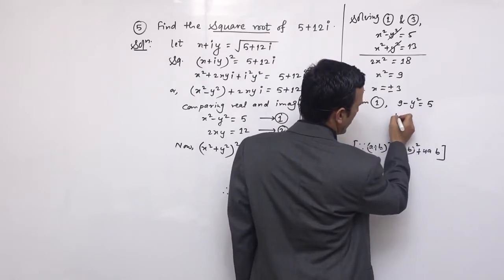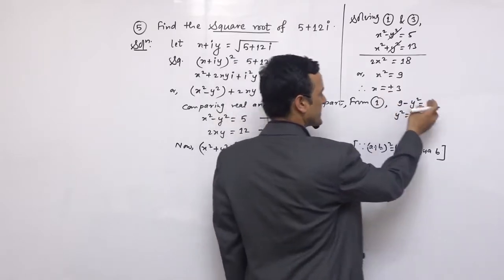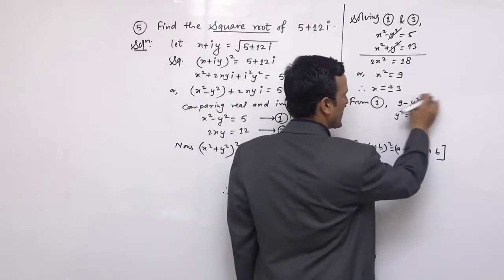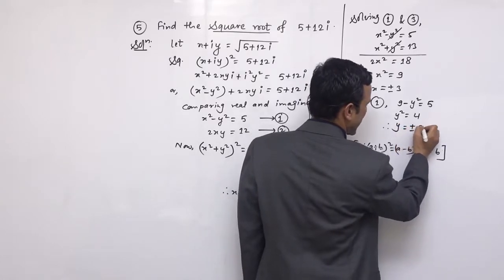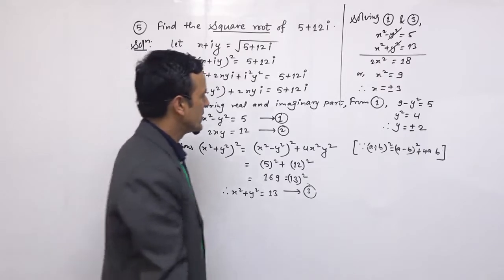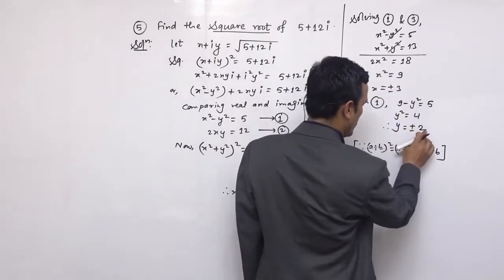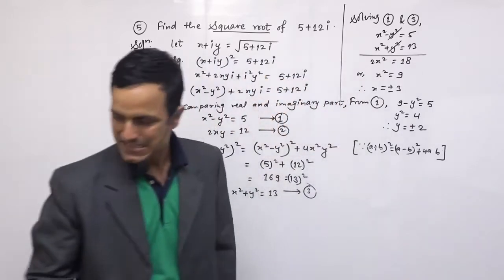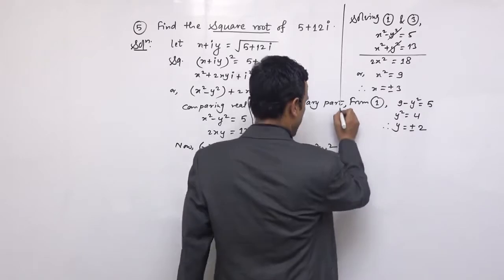Then y square is equal to 4. 5 minus 9 minus 5, 4, y square is positive. So from here we can say the value of y is plus minus 2. So this is the value of x and this is the value of y. So in this case we can find out the value of x and y.